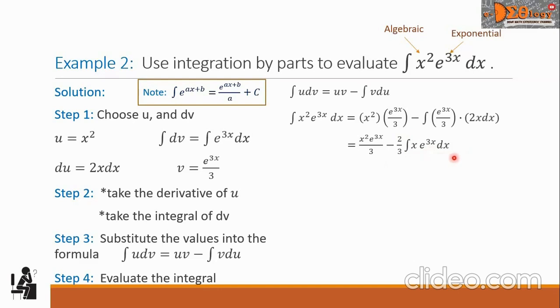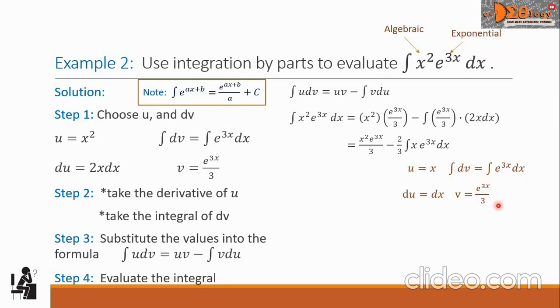In this case, we're going to do integration by parts again. We will take the u to be this x and the dv this e raised to 3x dx. We take the derivative of u as du equals the derivative of x, which is dx. Now, the integral of dv. So this is now v equals the integral of e raised to 3x dx, which is this value, e raised to 3x over 3.